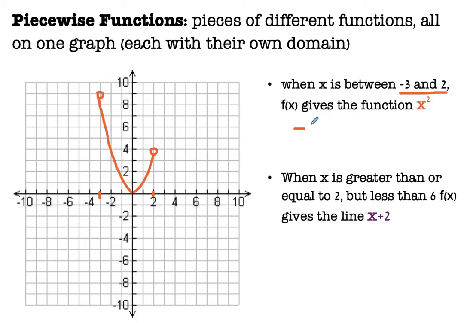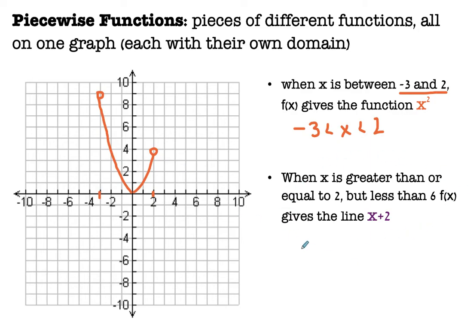So we can say from -3 to +2. Now, why did I use less than instead of less than or equal to? Well, that's because I have open circles here, so it's not defined at that particular point. It's less than 2, but it's not equal to 2, or greater than -3, but it's not equal to -3.